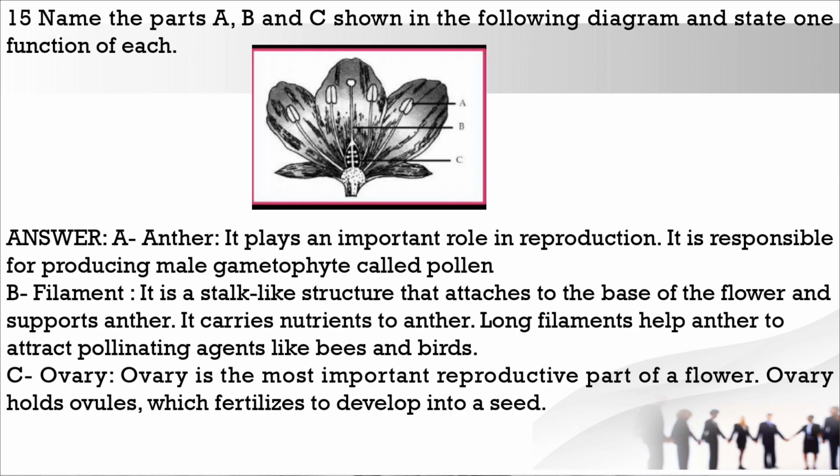Question number 15. Name the parts A, B, C shown in the following figure and state one function of each. A part is your anther. It plays an important role in reproduction. It is responsible for producing male gametophyte called pollen. B. Filament. It is a stalk-like structure that attaches to the base of the flower and supports the anther. It carries nutrients to the anther. A long filament helps the anther attract pollinating agents like bees and birds. C. Ovary. Ovary is the most important reproductive part of a flower. Ovary holds the ovule, which is fertilized to develop into a seed.